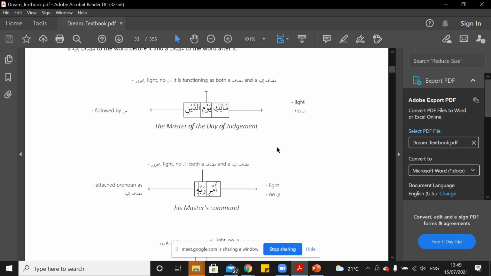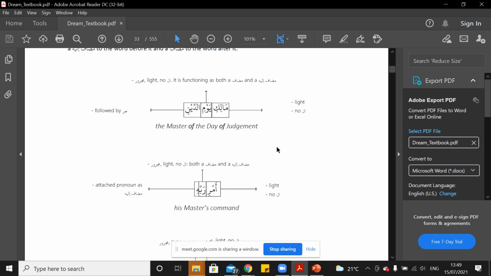So Yomi can also be mudaf for Ad-Dini. So we have a chain of Idafah fragment where this Maliki Yawmiddin completes an Idafah. Inside Maliki Yawmiddin, we have Maliki as mudaf, Yomi as mudaf ilayh, then Yomi is acting as mudaf for Ad-Dini, the mudaf ilayh. I know it's complicated and I am repeating it again. There are three words connected to each other and I'm saying that all three are making an Idafah fragment.